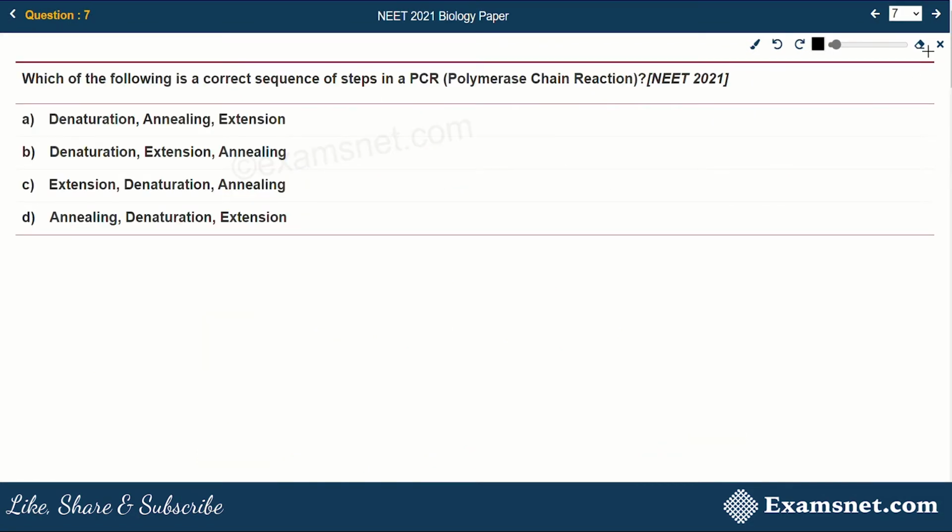This question is from the chapter Biotechnology Principles and Processes, class 12, and the question is, which of the following is a correct sequence of steps in a PCR or polymerase chain reaction? We know that DNA is the genetic material which is responsible for transferring genetic information from one generation to the other, and it consists of two strands of opposite polarities, right? Now, suppose we want certain characteristics to be incorporated in the next generation, then we can take the desired piece of DNA and then multiply it.